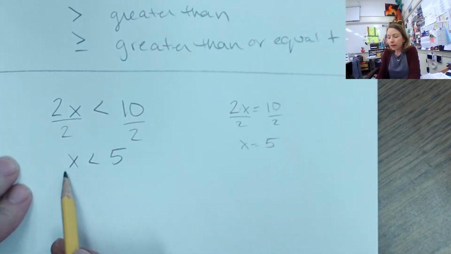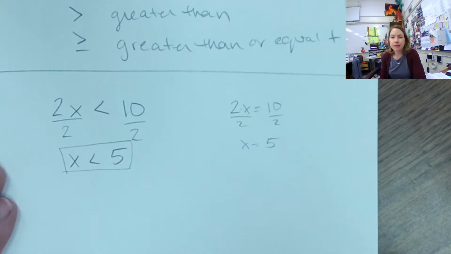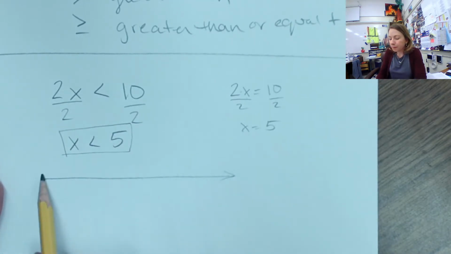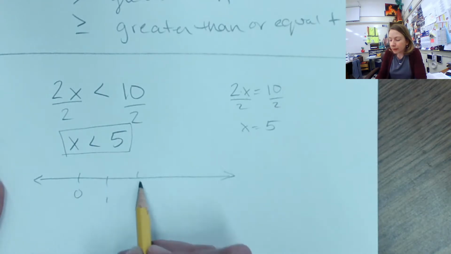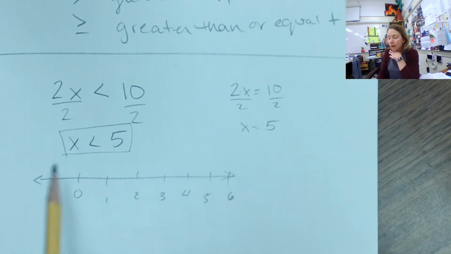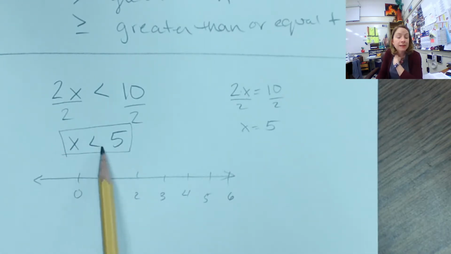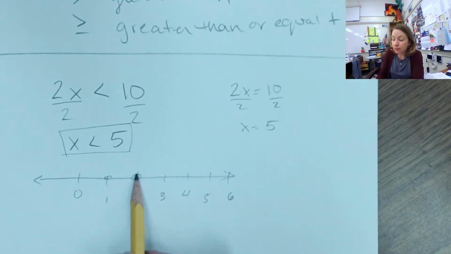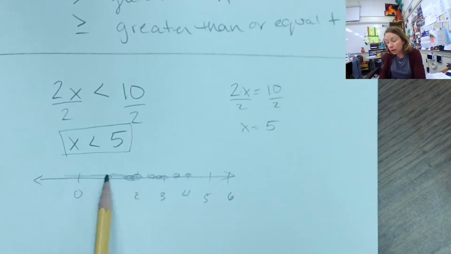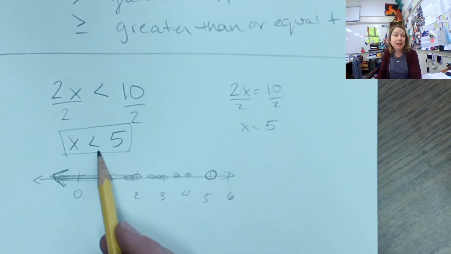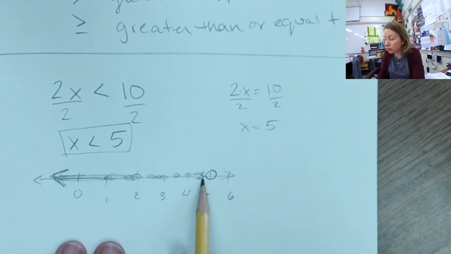And let's take a minute to really think about what x is less than 5 really means. If I'm on a number line, I'm going to go with 0, 1, 2, 3, 4, 5, 6. I'm thinking about all of the numbers that are less than 5. So 1 is less than 5, 2 is less than 5, 3 is less than 5, 4, 3.5 is less than 5, 2.5, 2 3/4, 1 3/4, right? Really anything going this direction is less than 5, all the way up to, but because it's not equal to, it's just up to and does not include it.